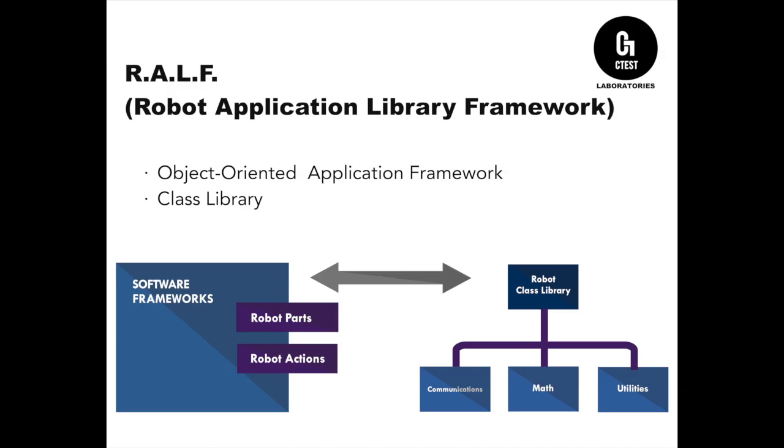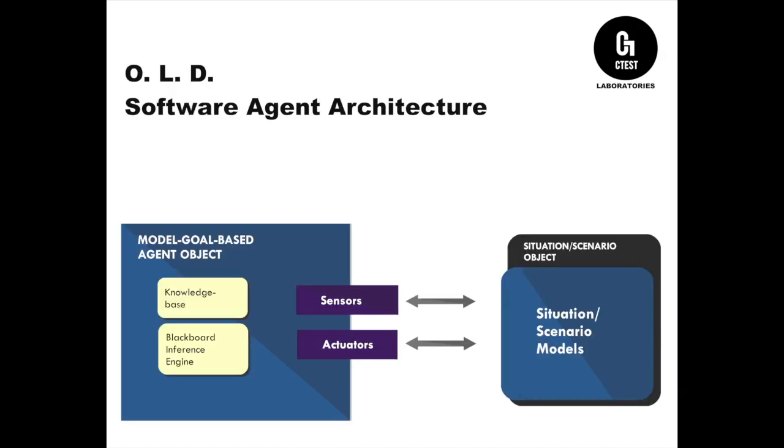And overall, in conjunction with that, we have the old software agent architecture. And so our robots use agent programming, or our agent models, to implement our robots. And this is a very high level view of, if you could imagine a main line in a C++ program, we have two big objects in that main line. One object is an agent object, and the other object is an object that represents the situation or the scenario.